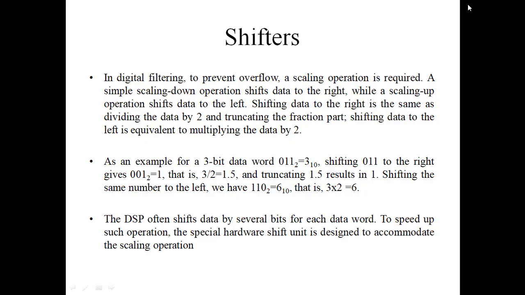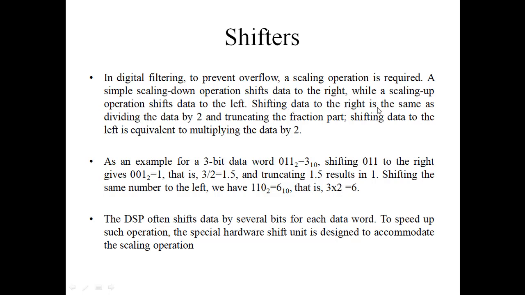One more hardware which we have in a digital signal processor is the shifter. So why do we require shifters? In digital filtering, to prevent overflow, basically overflow is an effect which frequently occurs in DSPs. To prevent this overflow effect, a scaling operation is actually required. And what do you mean by scaling operation? It is just shifting the bits left or right. A simple scale down operation means shifting the data to the right, while a simple scaling up operation is shifting the data to the left.